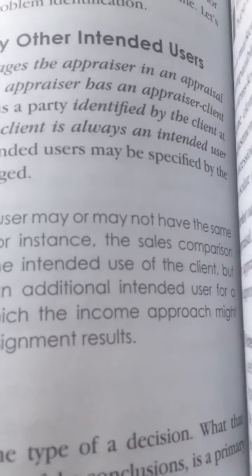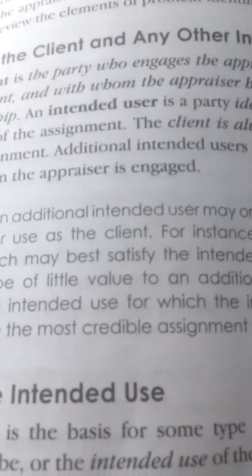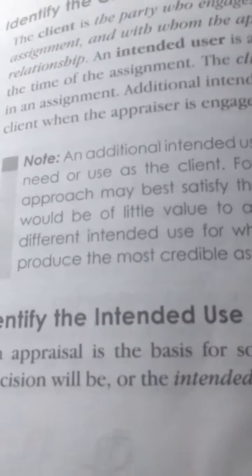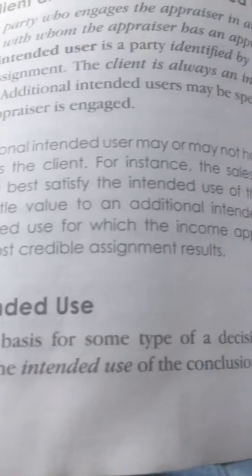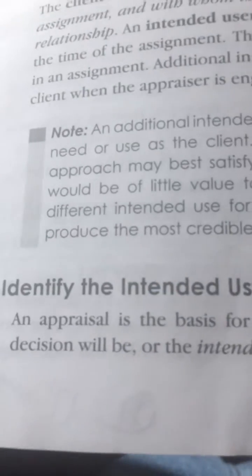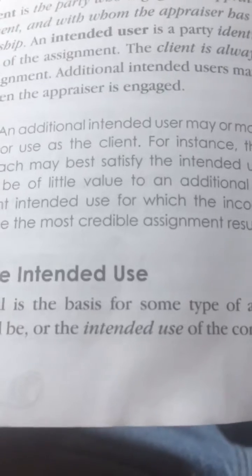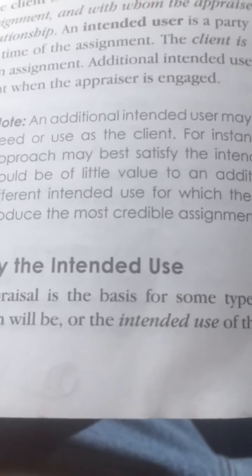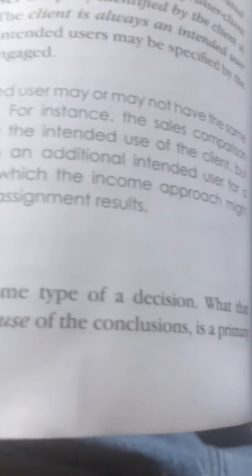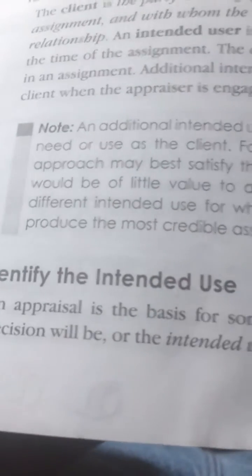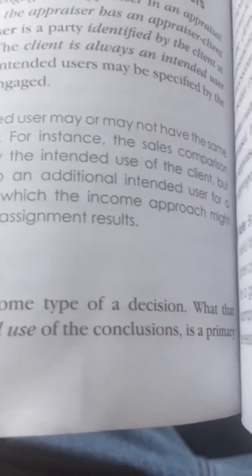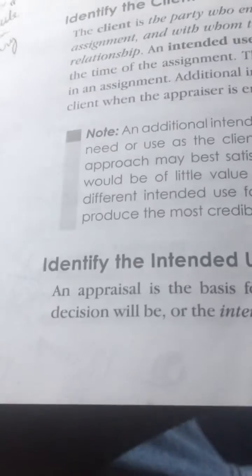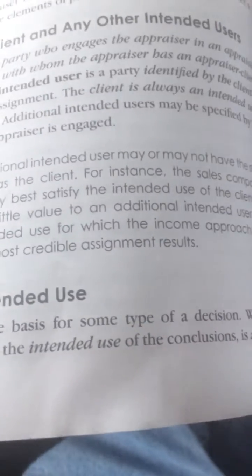The client is always an intended user in an assignment. Additional intended users may be specified by the client when the appraiser is engaged. Note: an additional intended user may or may not have the same need or use as the client. For instance, the sales comparison approach may best satisfy the intended use of the client, but would be of little value to an additional intended user for a different intended use for which the income approach might produce the most credible assignment results.